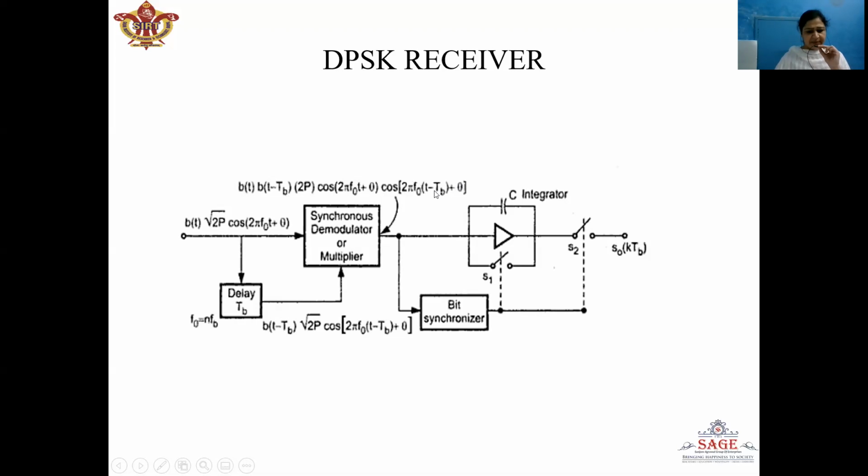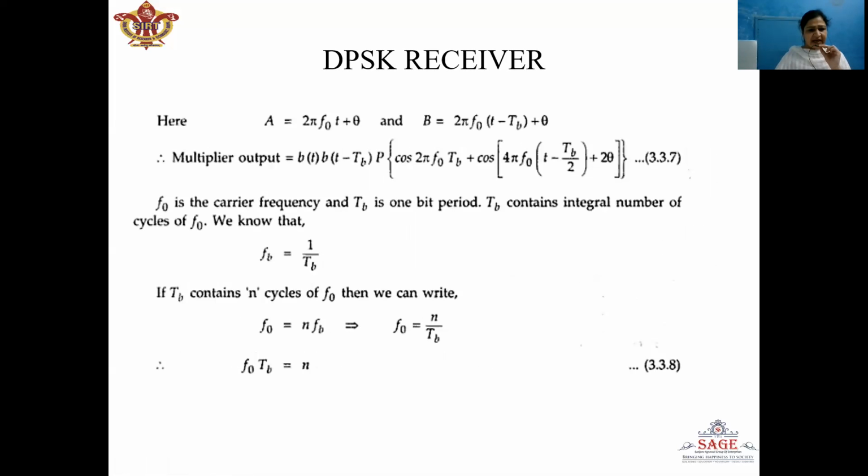Now here TB, which is the 1 bit duration, contains an integral number of cycles of f naught, which is the carrier frequency. So f naught is given by some integer times fb. So f naught will be represented as n times fb. So f naught will be written as n upon TB. F naught into TB will be given as n. So this is the important result, which is that the product of carrier frequency and the bit duration TB is given by n, which is an integer.